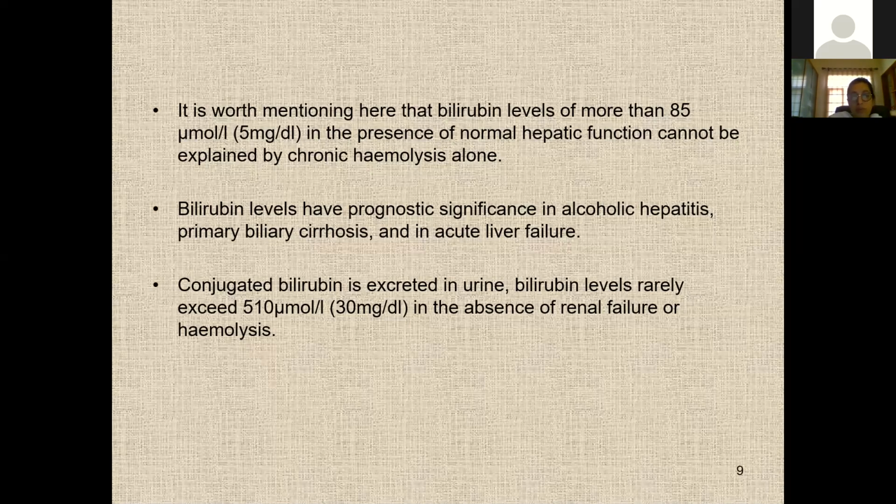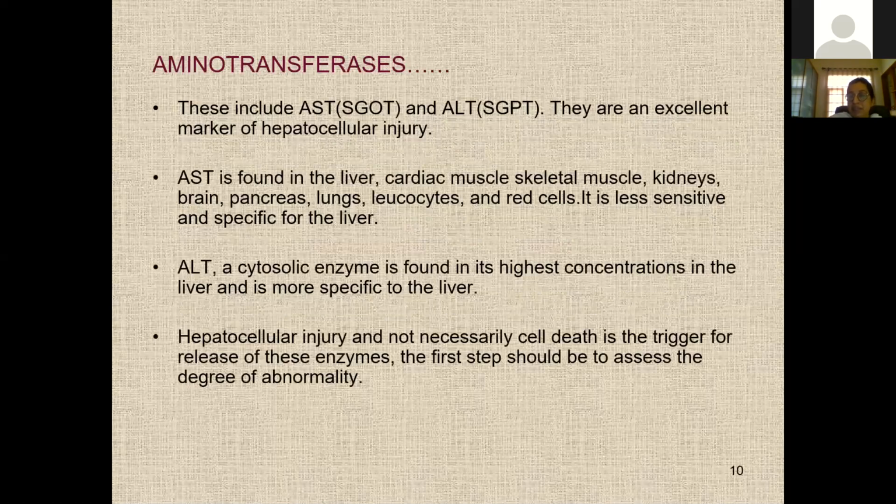What about aminotransferases? These include AST and ALT, and they are an excellent marker of hepatocellular injury. Whenever we talk about hepatitis, meaning inflammation, we are talking about SGPT and SGOT. So AST is found in liver, cardiac muscle, skeletal muscle.